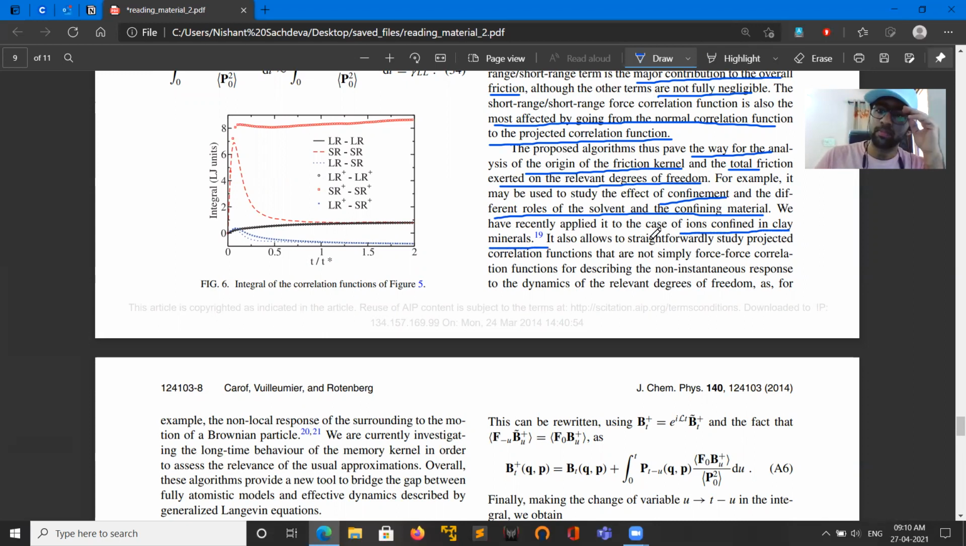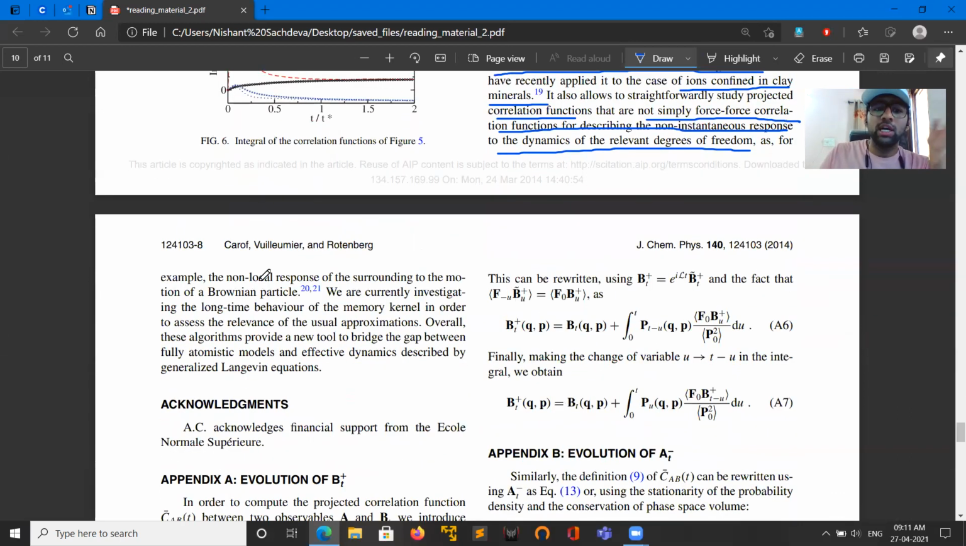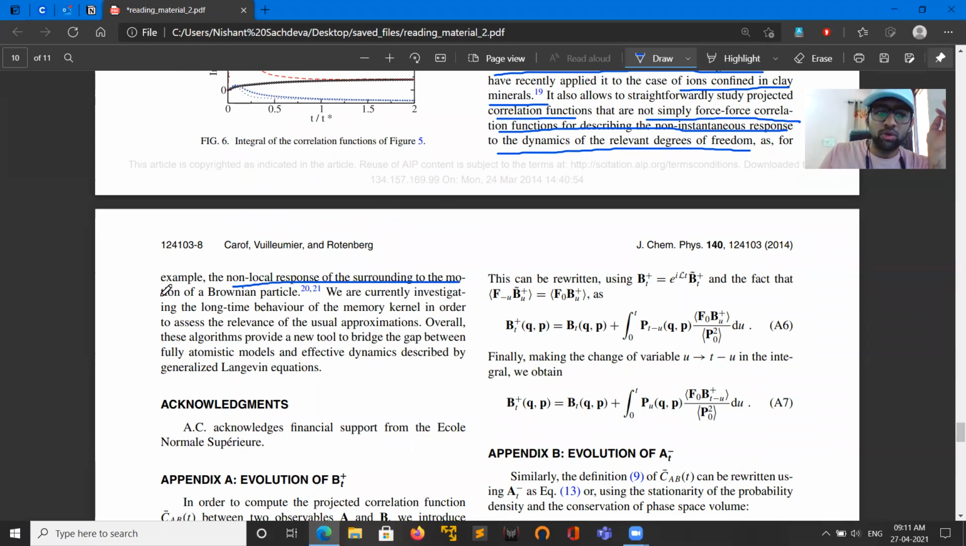Keep that in mind. It also allows us to straightforwardly study projected correlation functions that are not simply force correlation functions, for describing the non-instantaneous response to the dynamics of the relevant degrees of freedom, as for the non-local response of the surrounding to the motion of a Brownian particle. It's a bit tricky.